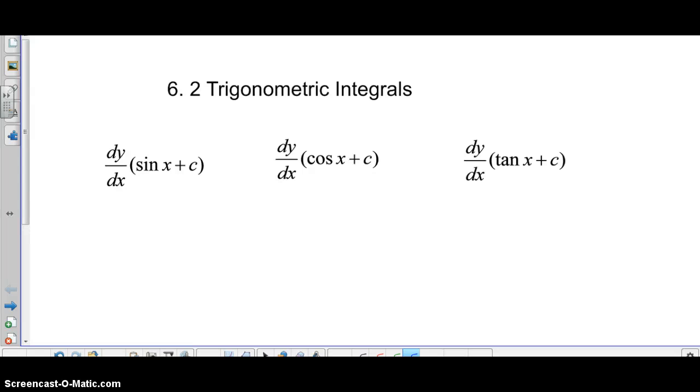Hello, IBSL2. Tonight's topic is 6.2. We are going to learn how to take the antiderivative of trig functions. So we'll be doing integrals of trig functions today.